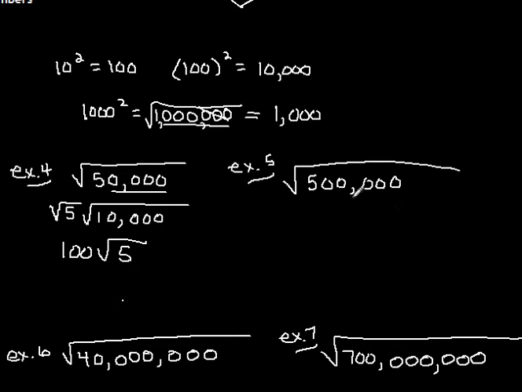Now let's look at the next one. We'll count the zeros. 1, 2, 3, 4, 5. It's an odd number of zeros, so we're going to take out the first 2. So we're going to get square root of 50, and then under the radical is going to be the even number of zeros. 1, 2, 3, 4, and it's going to be 1 times 50,000. So it'll be 1 to get 50, and then we put the 4 zeros.